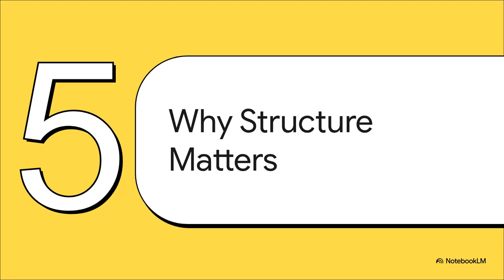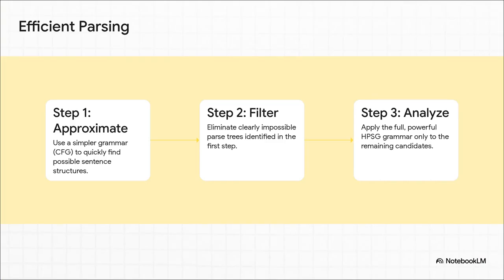All right, so at this point, you're probably thinking, okay, this is amazing, but we've got these massive AI models now that seem to get language pretty well. Why go to all this trouble? And you know what? That is a fantastic question. Well, one huge reason is efficiency.